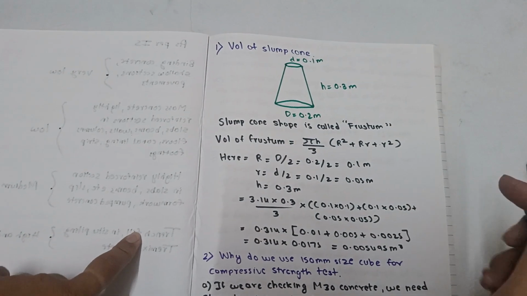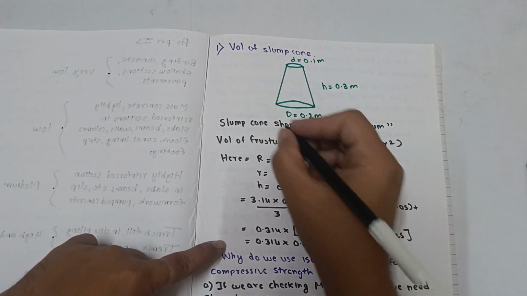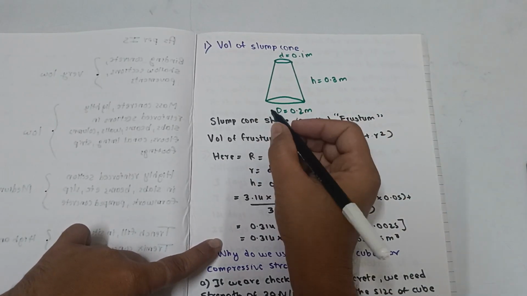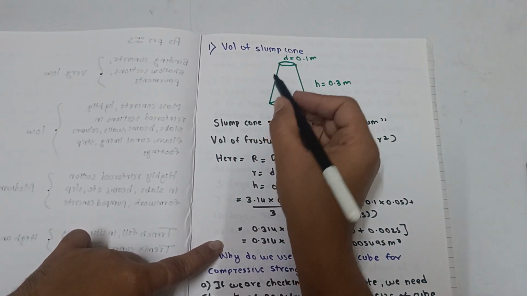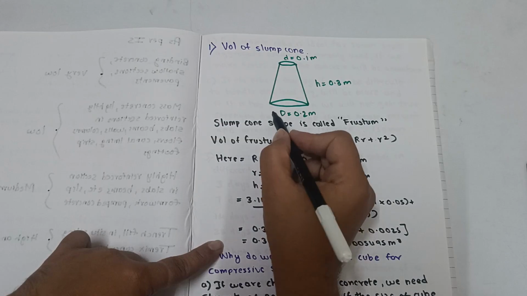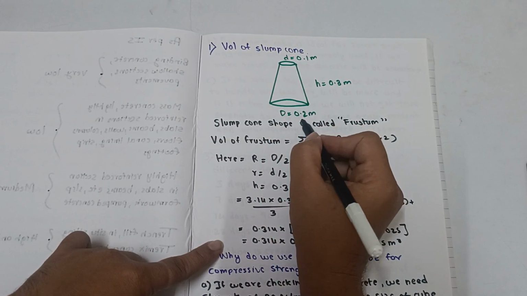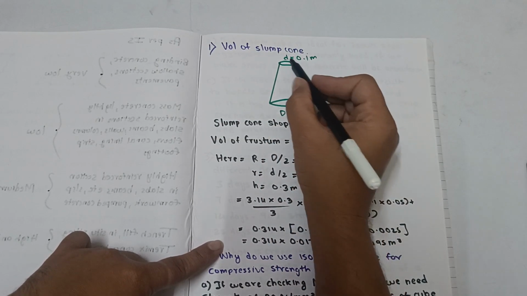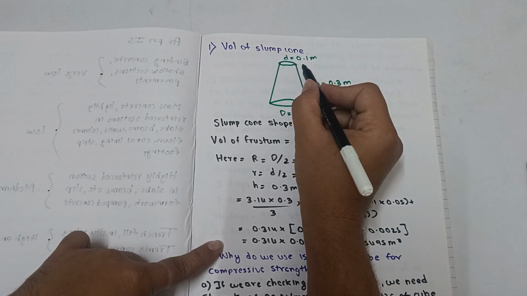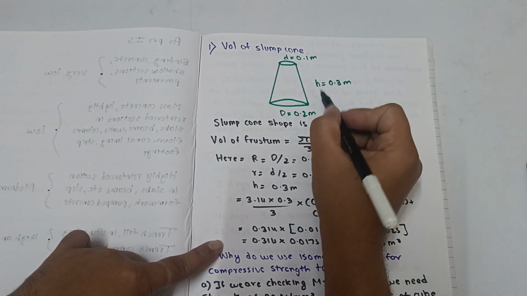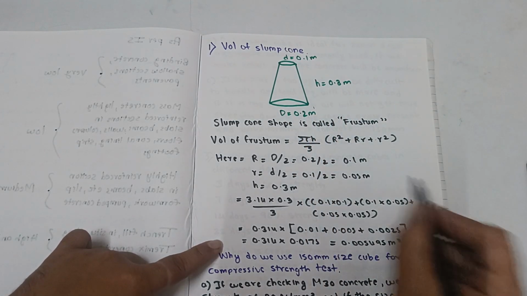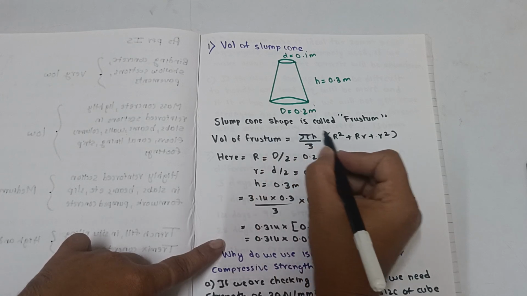Today we will see different questions asked in a civil engineering interview. First one is volume of slump cone. This is a slump cone of lower big diameter 0.2 meter, upper small diameter 0.1 meter, height 0.3 meters. Slump cone shape is called frustum.